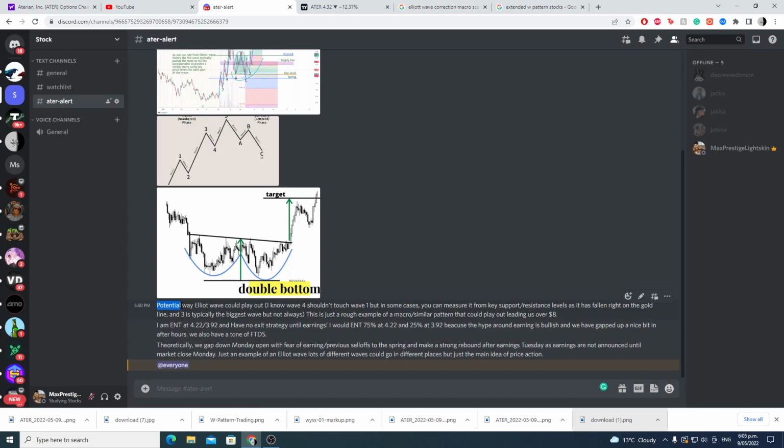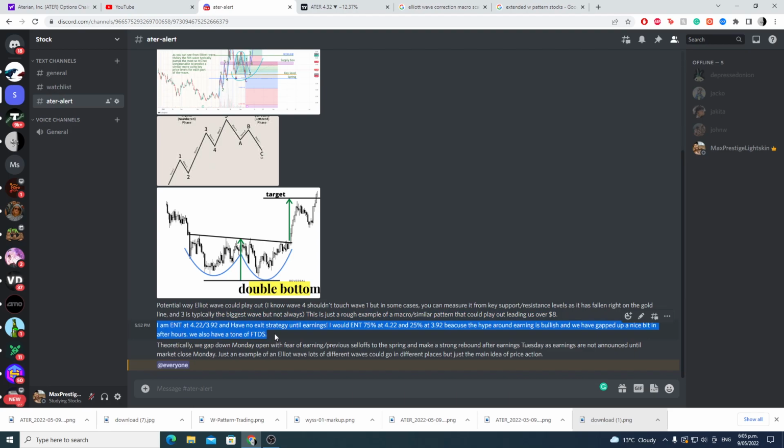I'm just going to read this out to you. Potential way Elliott wave could play out. I've already read that part to you. This is a rough example of a micro/similar pattern that could play out, leading us to $8. I'm entering at 422 and 392 and I have no exit strategy until earnings. I would enter 75% at 422 and 25% at 392 because the hype around earnings is bullish and we have gapped up a nice bit in after hours.